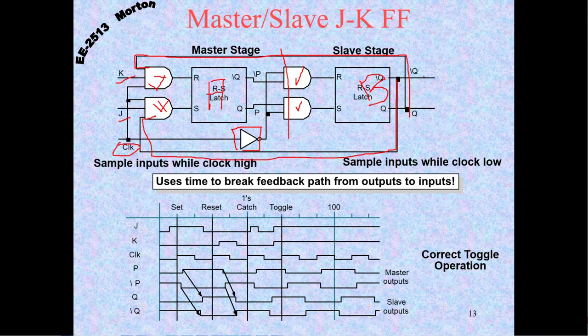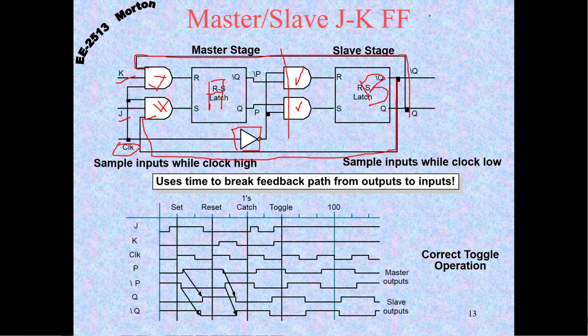And obviously that means that from the RS latch, the master stage, the outputs, which you can see are labeled P and P bar, or P prime and P, are always the opposite of each other. Just like Q and Q prime on the slave stage are always going to be the opposite of each other. So this is a very well-behaved flip-flop. We can never have R and S in our internal stages, either the A latch or the B latch, be one at the same time.